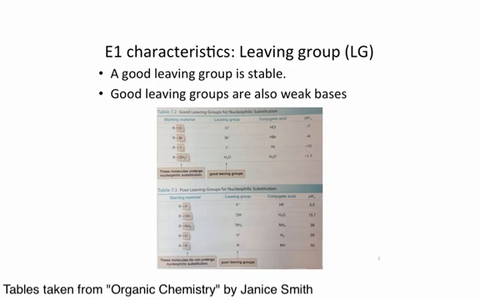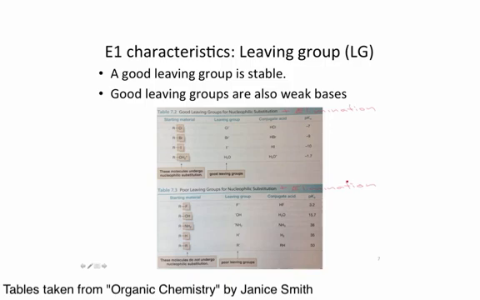A good leaving group is stable on its own. Good leaving groups are also weak bases because weak bases are stable. If you look at these two tables, tables 7.2 and 7.3, taken from Smith, these show good leaving groups and poor leaving groups for nucleophilic substitution, but these also apply to elimination reactions.